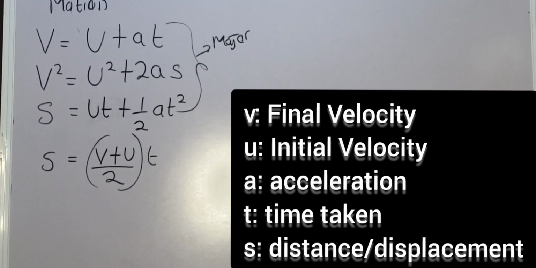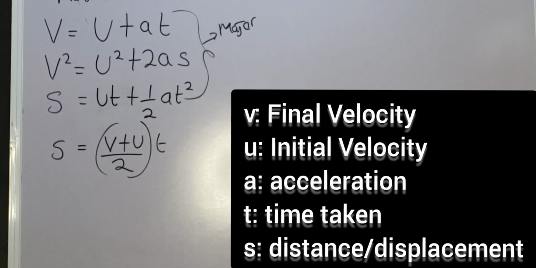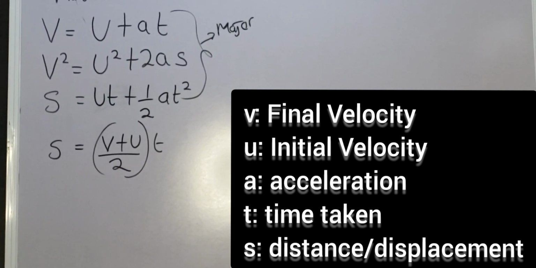You understand? A means acceleration. T is time. And S is what? Distance or displacement. S is distance or displacement. But mostly in physics, we only make reference to distance. S means distance, but we can also refer to S as displacement when we are talking about velocity. But most of the time, we make use of S as distance.